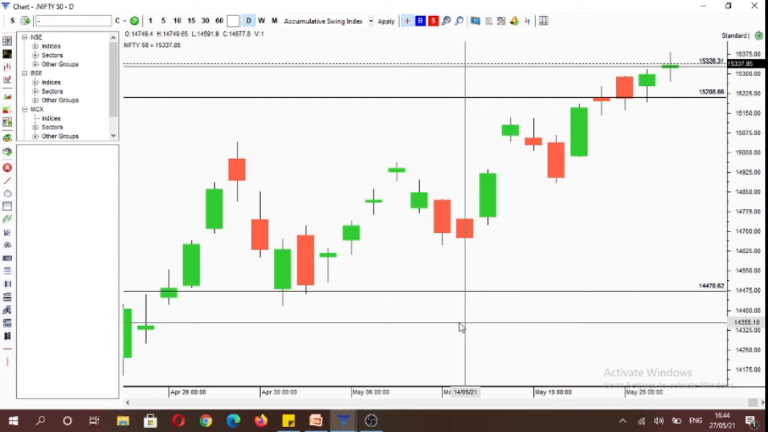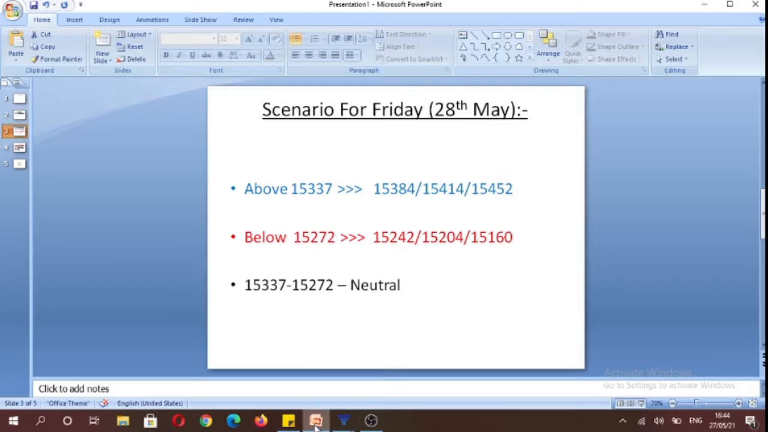And based on the price structure, we get the following scenario for tomorrow, 28th May. Above 15,337, we can trade towards today's highs, 15,384, and above it, we can potentially trade towards 15,414 and 15,452 levels. And below 15,272, we can trade towards 15,242 levels, 15,204 levels, and potentially 15,160 levels.